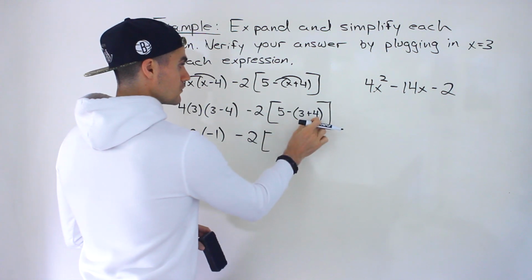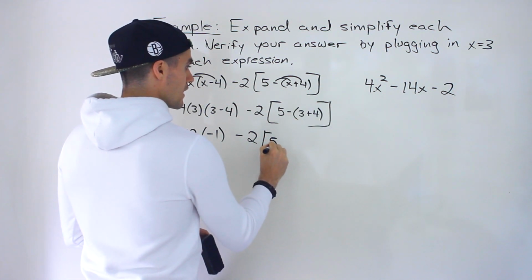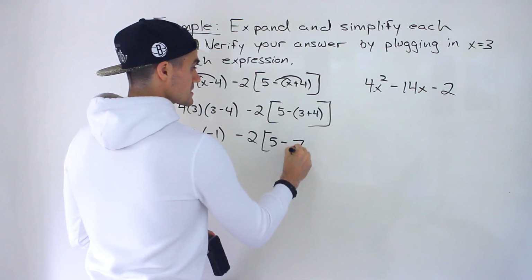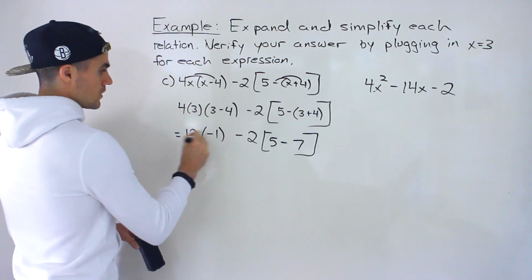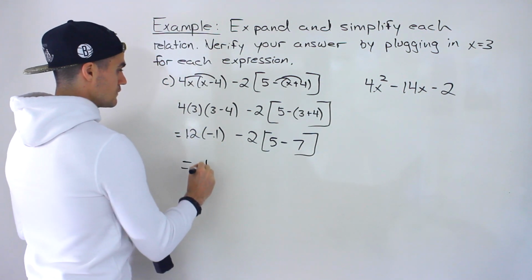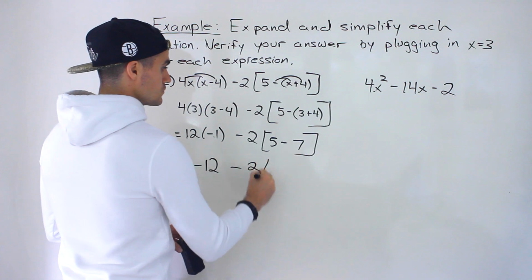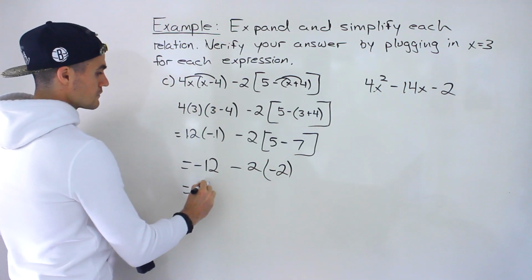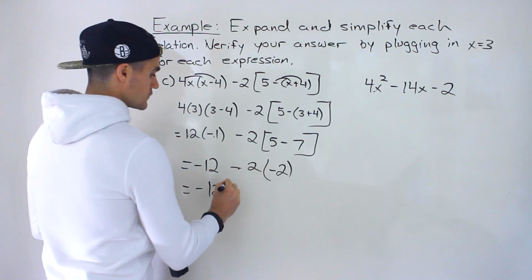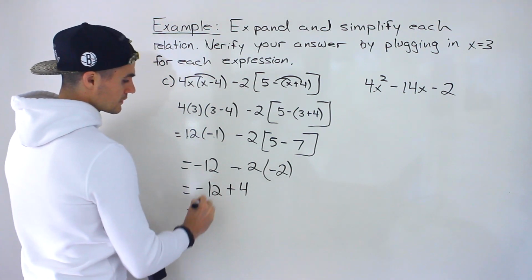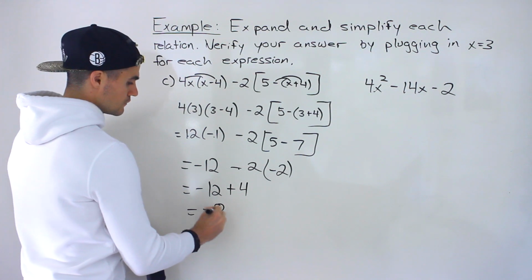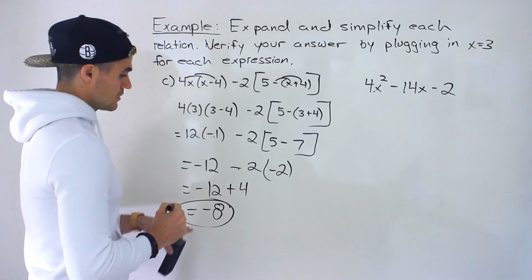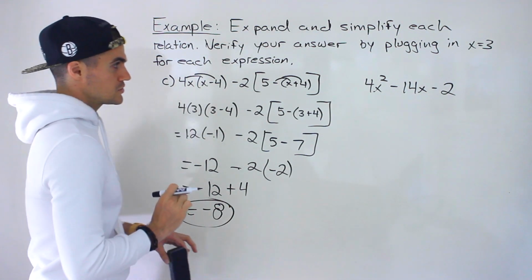And then over here, we deal with this bracket first. So we'd have 5 minus 3 plus 4 gives us 7. 12 times negative 1 gives us negative 12. Minus 2, we deal with the bracket first, times negative 2. Negative 12. Negative 2 times negative 2 gives us positive 4. Negative 12 plus 4 gives us negative 8. So that's what we get when we plug in 3 into the original expression.